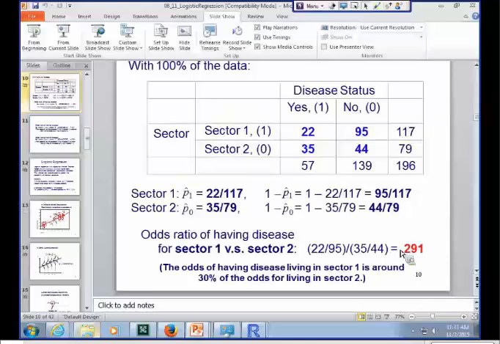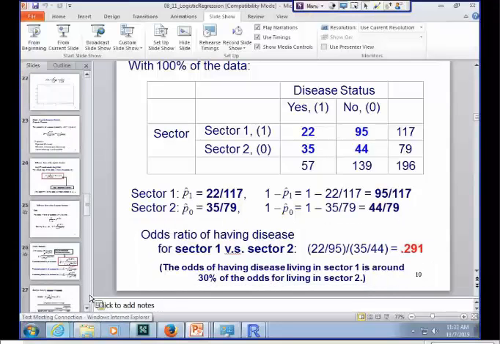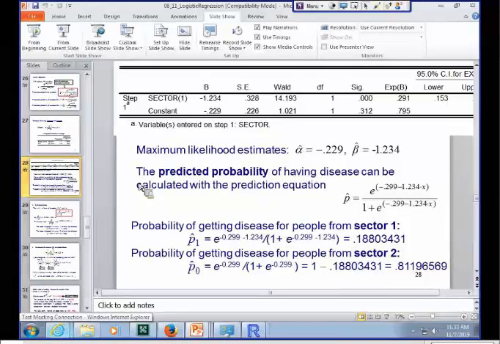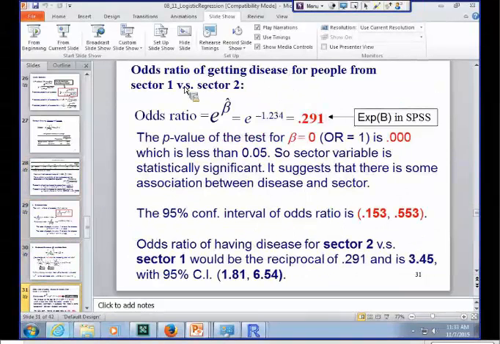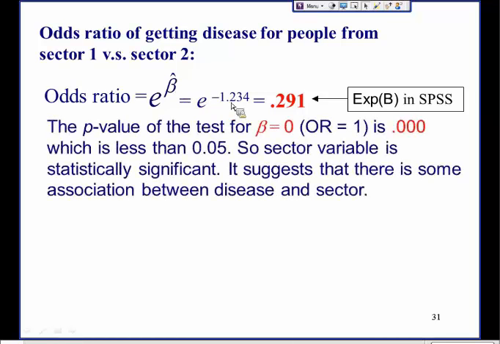Remember this number, 0.291? That's the odds ratio for living in sector 1 versus sector 2, the odds ratio of getting the disease. We actually got it from the logistic regression. So this is just to tell you that you can get the odds ratio from the logistic regression output if you know the estimate of beta. The exponential function of beta is the odds ratio.